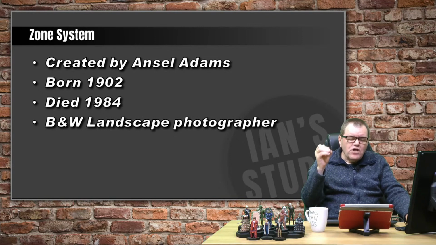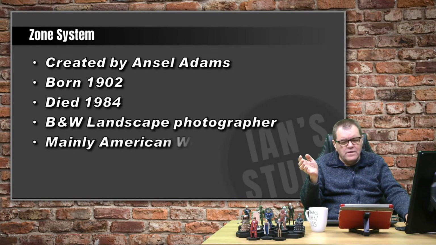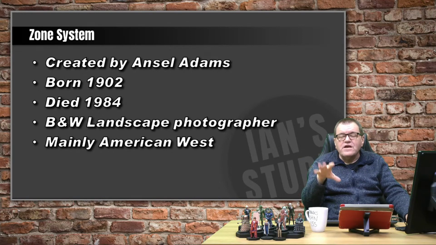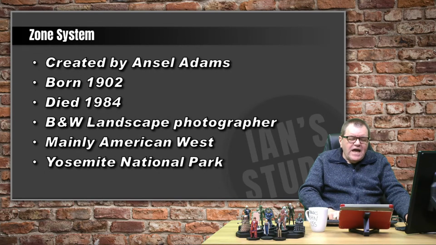He's mostly known as a black and white landscape photographer, although he does portrait, again, predominantly black and white, although I have seen colour from him as well. And it's mainly the American West, although he has done portraits, or did do portraits of American presidents as well. I'm not sure whether the official portrait of Jimmy Carter was done by him, but he certainly did a portrait of Jimmy Carter, and that was in colour. And the area he's most noted for photographing is Yosemite National Park, and that sort of area.